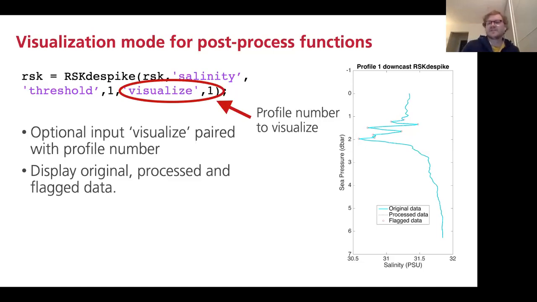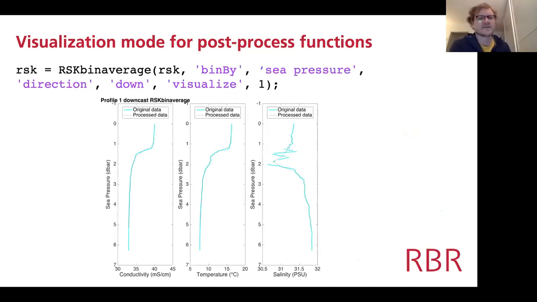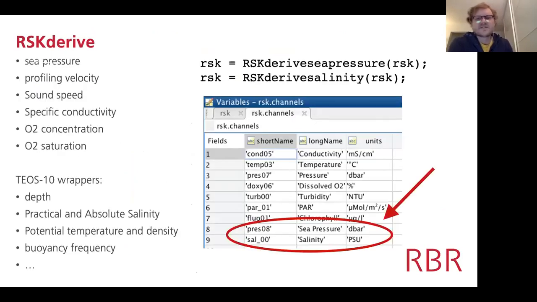So for example, in despiking, the little red circles on the graph are the flagged data. That's really, really helpful, and I think this exists for all of our post-processing functions. So you don't have to draw the graphs yourself, because the RSK structure is a little bit clunky at times. We've made it easy so you don't ever have to go rooting around the RSK structure to plot data. So there's a visualization of bin averaging.